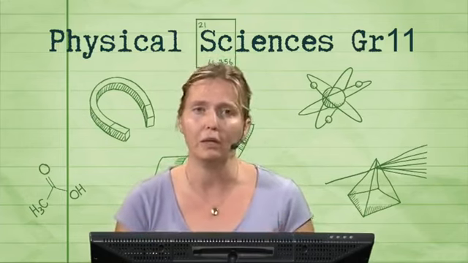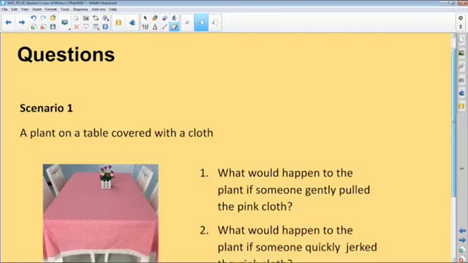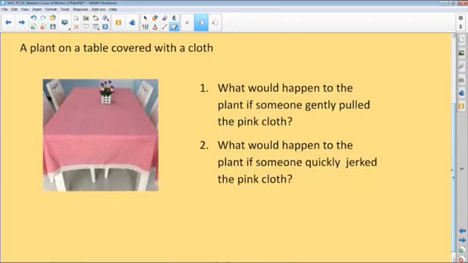So what I've got for you now is a few questions on Newton's first law. So let's have a look at the screen and see if we can answer these. We're back to our table with a plant on it. And the first question is, what would happen to the plant if someone gently pulled the pink cloth? And then the second question is, what would happen to the plant if someone quickly jerked the pink cloth?